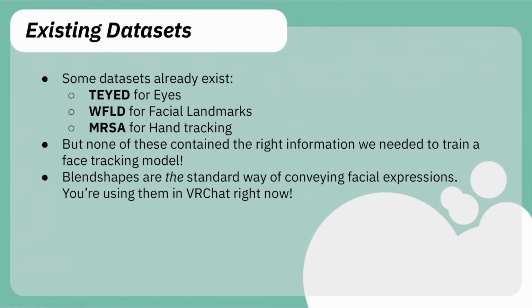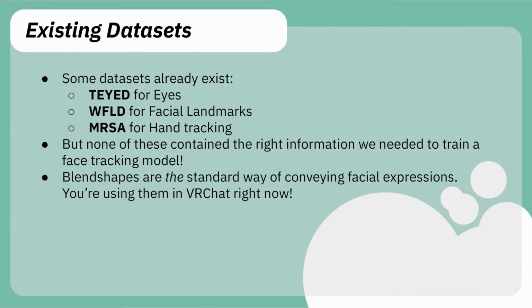So let's first take a look at some existing data sets, because we ended up having to create our own. But why didn't we just use ones that are out on the web already? Well, there's plenty that are out there. However, none of them contain any of the correct information that we actually need in order to train a good face tracking model.